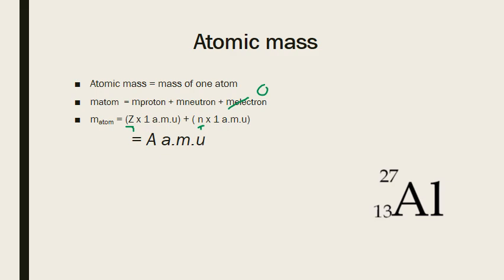Now the Z plus N is A, right? Remember, we always write an atomic representation like this: X, with A and Z. And we said A is the number of protons plus the number of neutrons. So A is normally the mass of the atom. So with Al as an example, that will be 27 AMU.